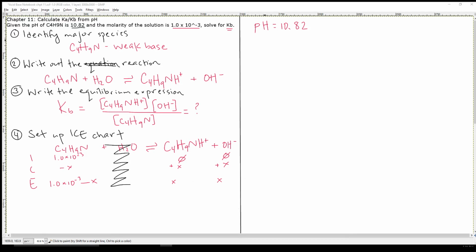We need the pOH, and we know that pH plus pOH is equal to 14. So we can figure out then that our pOH is equal to 14 minus 10.82, which gives us 3.18. Cool. Can I use that pOH to figure out my concentration of hydroxide ions? If you said no, you're wrong. Let's do that.